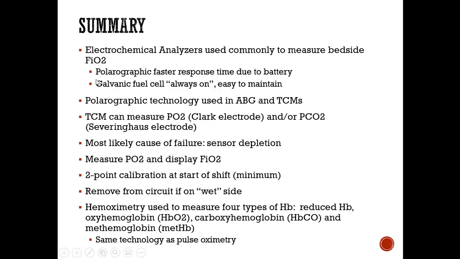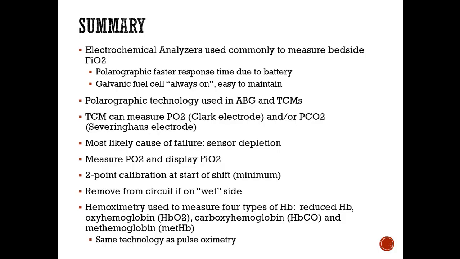The next thing that you guys are actually going to have hands-on with is your galvanic fuel cell. That's the one that's kind of always on. That fuel cell is always creating that electrochemical reaction, so they can deplete themselves and that can cause problems. Both of these are going to measure the partial pressure of gas and then display the FiO2. So that's important to know. The TCM, again, just going back to what we just said, the Clark electrode is for oxygen, Severinghaus is for CO2.